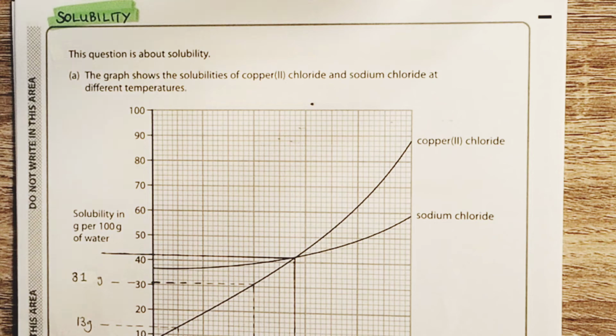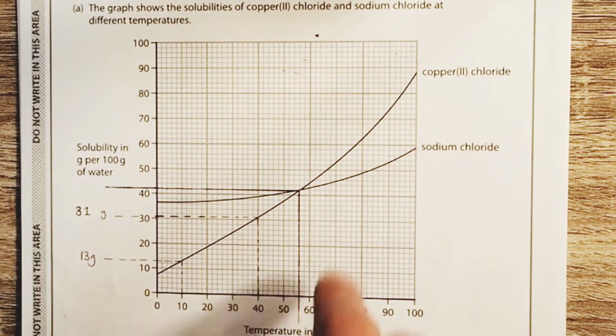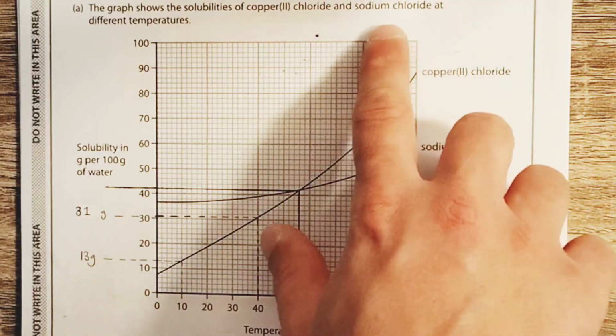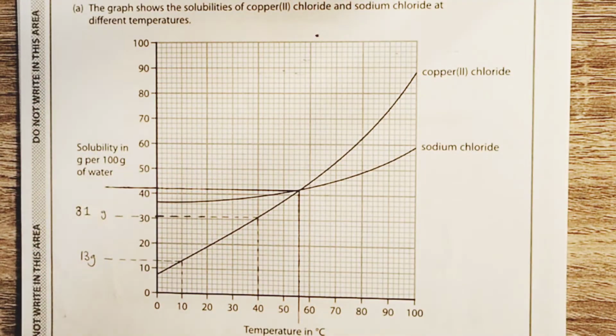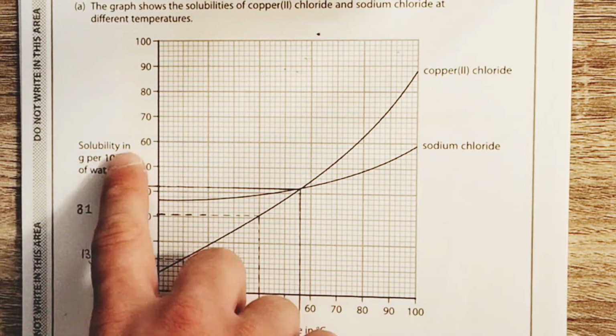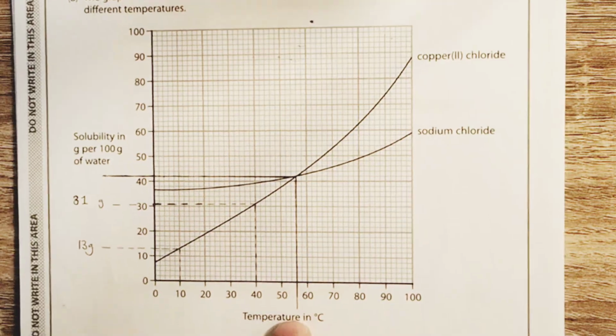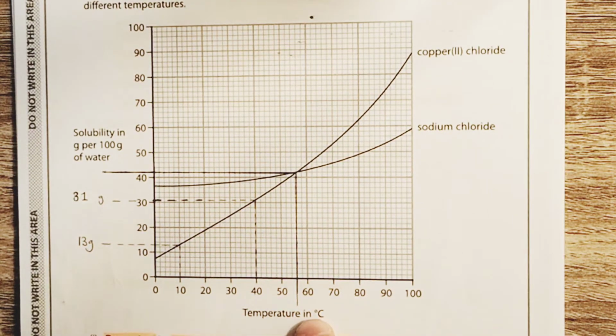Now we're going to look at the much maligned solubility topic, particularly solubility curves. So this question is about solubility, and I'm going to show you a graph which is comparing the solubility of copper 2 chloride with sodium chloride at different temperatures being dissolved in water. You can see there's these curves on our y-axis. We have the solubility in grams of solid being dissolved per 100 grams of water. And on the x-axis, we have the temperature increasing in degrees centigrade.